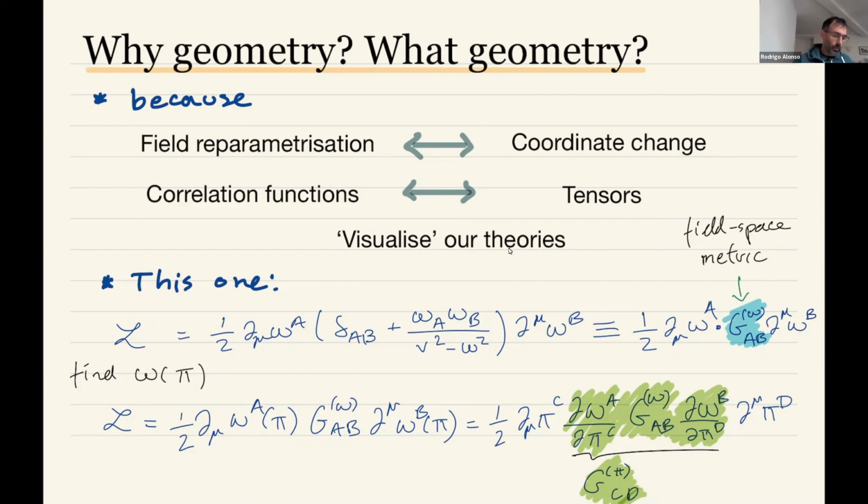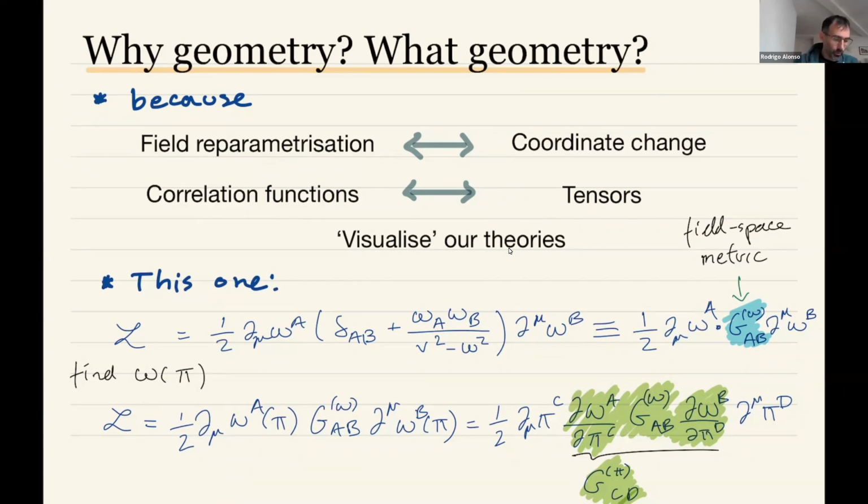We'll also sketch, although we don't have time to go into much detail, how correlation functions can be related to tensors in differential geometry. Tensors are objects that transform covariantly under coordinate changes, and in turn they will be related on the QFT side to changes of field variables. And there's also a pretty straightforward and useful option to visualize our theories and try and draw them out. So we'll try and do that at times. Okay, so that's for why geometry.